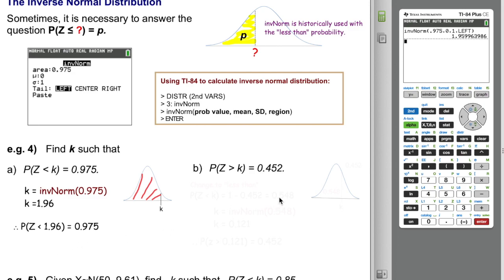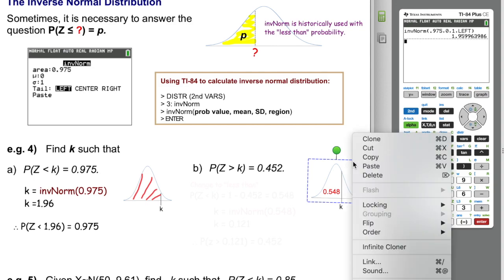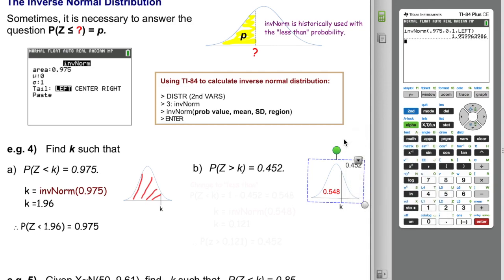B. We have to look for the value of k such that when z is greater than k, it covers an area of 0.452. So 0.452 from the right end, so that's less than a half. So I'm going to put k somewhere on this side, knowing that the area on the right tail is 0.452. The area on the left tail must be 1 minus 0.452.